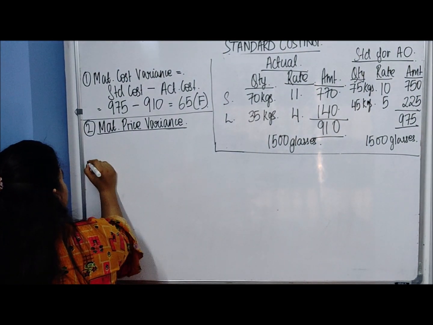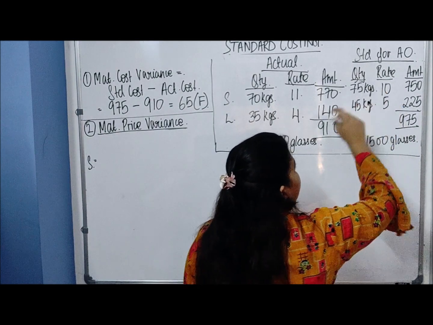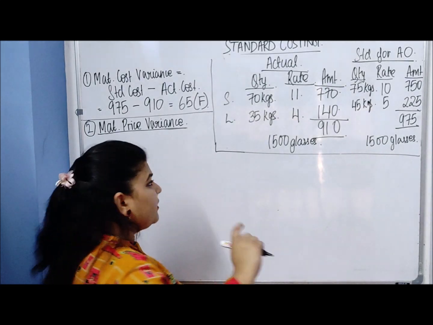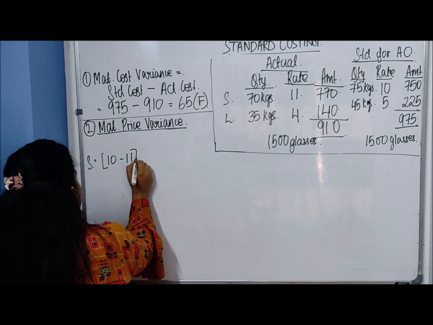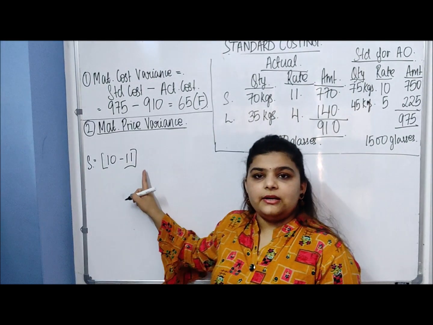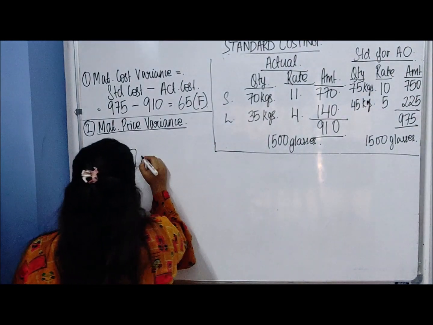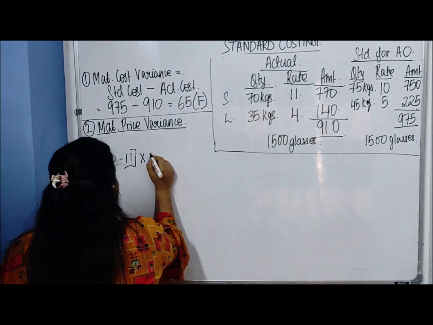Let us see. First for sugar. Now sugar, I should have paid rupees 10 per kg, but actually I have paid how much? I have paid 11 rupees. Good or bad? Obviously bad for me, right? I should have paid 10, I paid 11. So I have paid 1 rupee extra on each kg. Into what did we purchase? We have actually purchased 70 kgs.